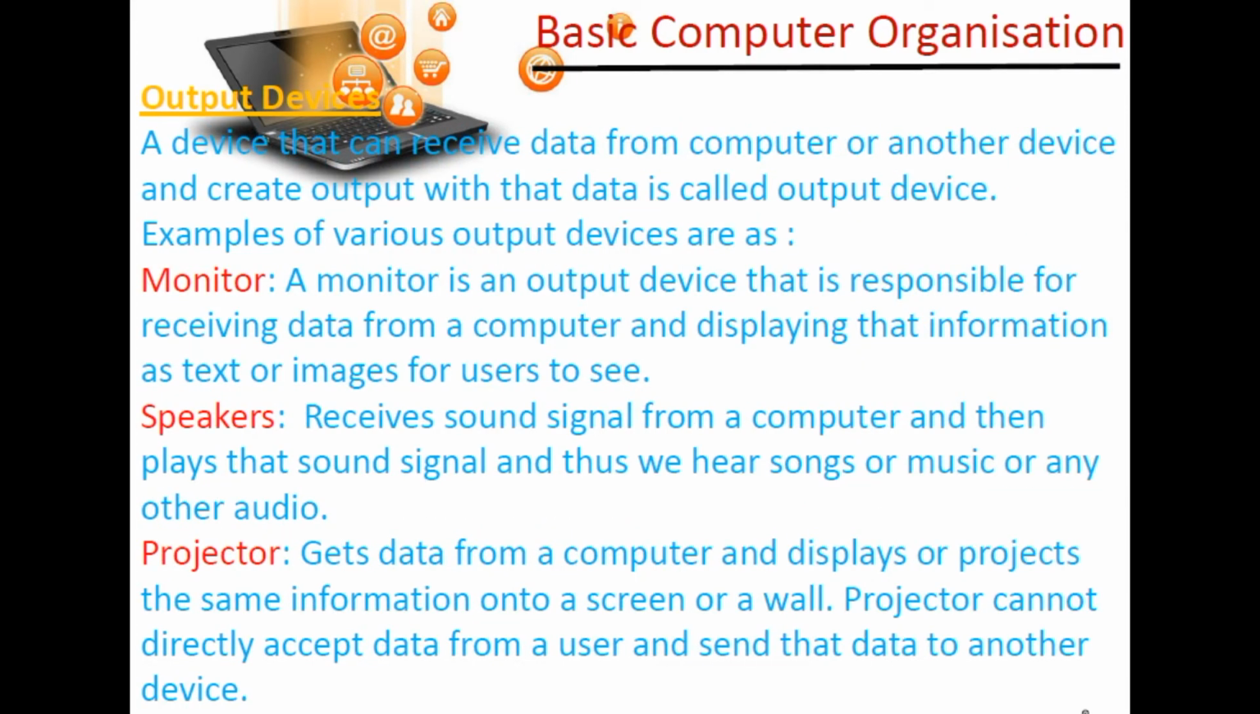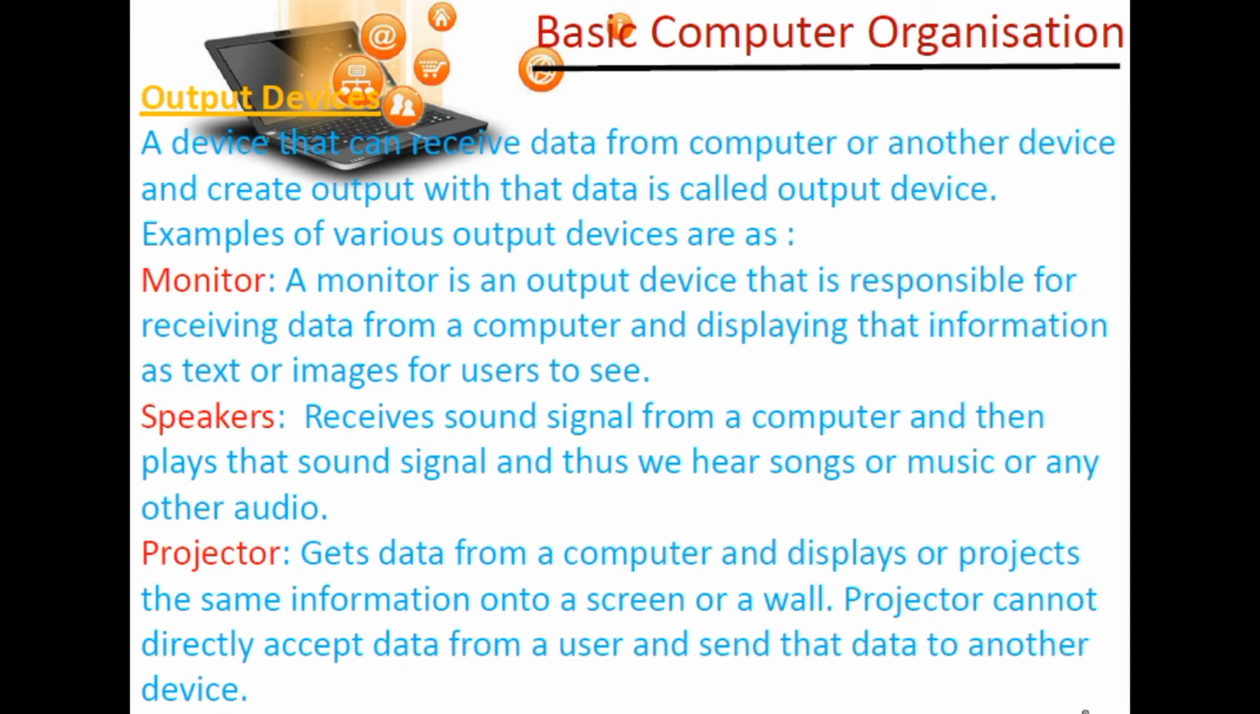Now we are going to understand output devices, students. A device that receives the data from the computer or another device and creates output is called an output device. So we can say, students, output devices are those devices of the computer which display the information to you, or give you the information, after processing the data in a computer. Examples of various types of devices are, first of all, monitor, then speaker, then projector.